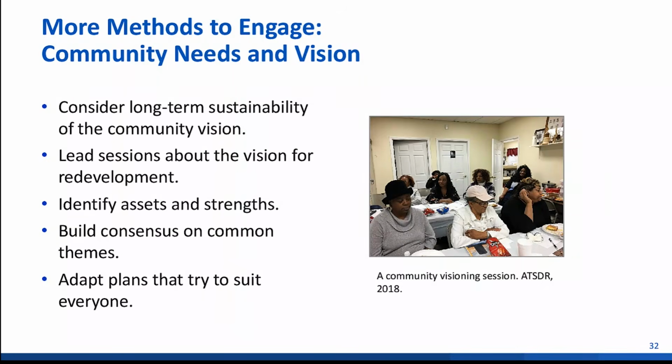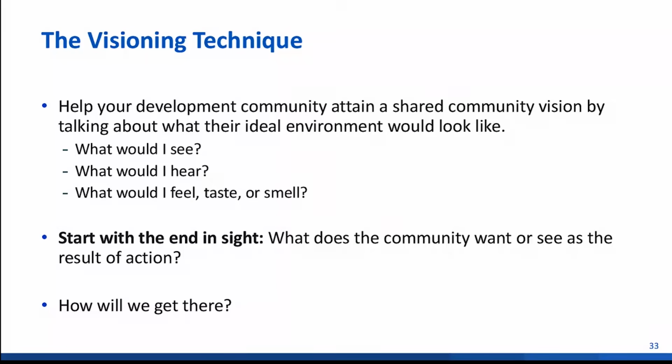The visioning technique helps individuals arrive at a shared community vision by getting them to talk about what their ideal environment would look like. Begin by inviting community members to a collaborative setting. They can visually draw their own image of what they would like to see their community look like. It can be as simple as covering tables with large posters of plans, maps, or even blank sheets of white paper and providing colored markers.